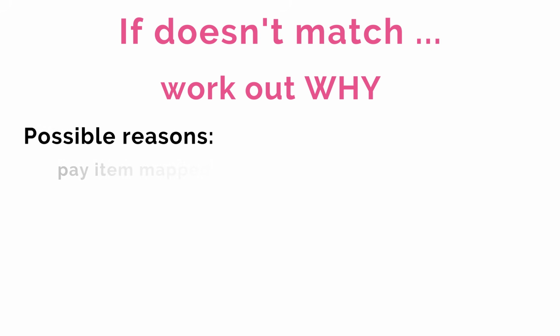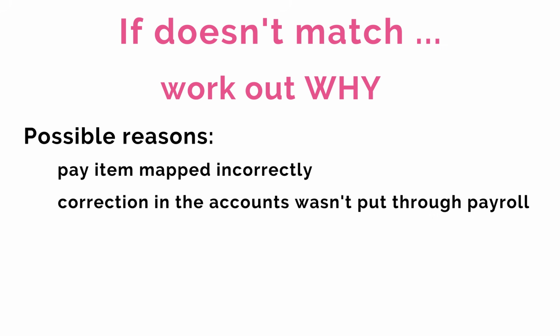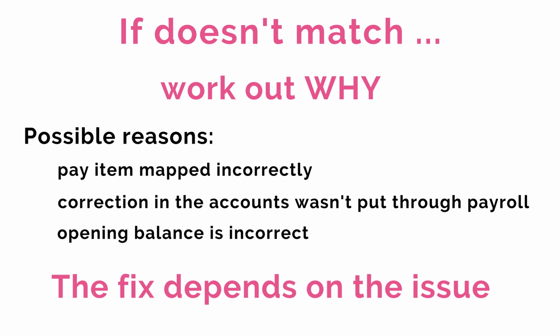Sometimes the issue is a pay item mapped incorrectly. Sometimes a correction was done in accounting but wasn't put through payroll. Sometimes an employee's opening balance or prior payroll data is incorrect. The fix always depends on the issue. You may need to process an adjustment pay run, correct the settings of the pay item, update the employee details, or fix the STP filing issue. The key point is, do the checks and don't submit your finalization with figures that don't reconcile.